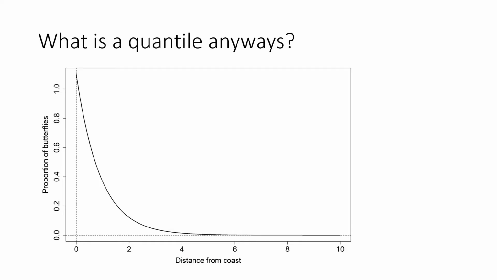So what really is a quantile? The idea of a quantile is that it separates a fraction of a distribution or a data set. If this were the distribution of our data for a slice in time, the 0.9 quantile would separate the 10% of the values that are the most extreme from the 90% that are less extreme.